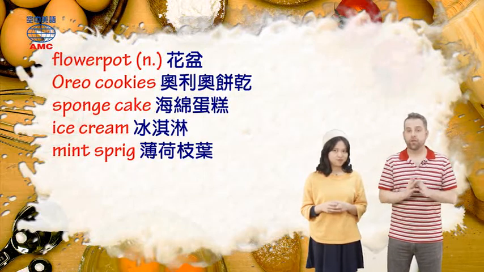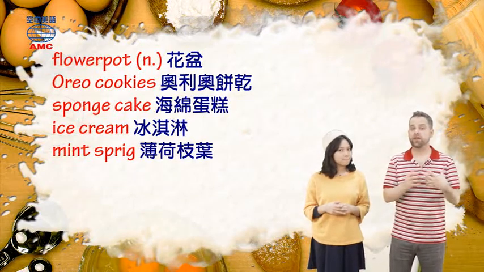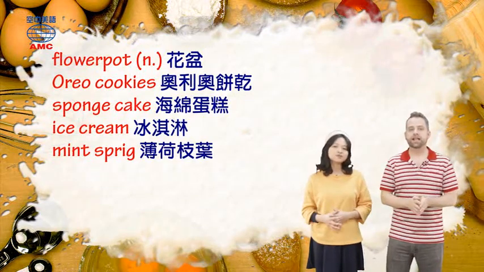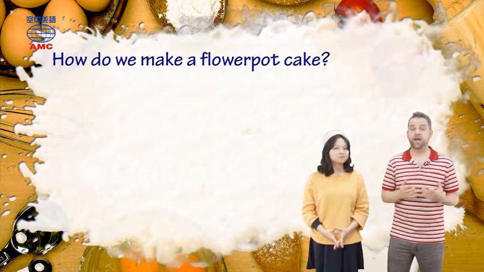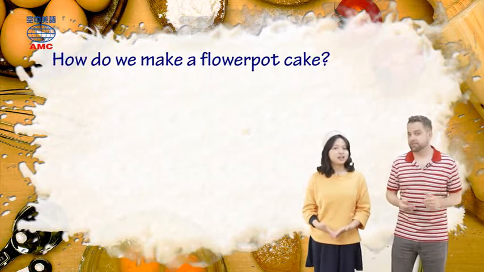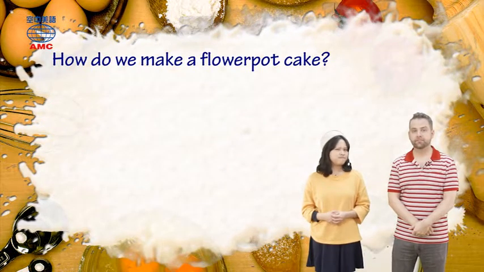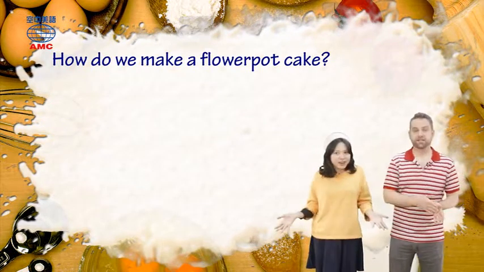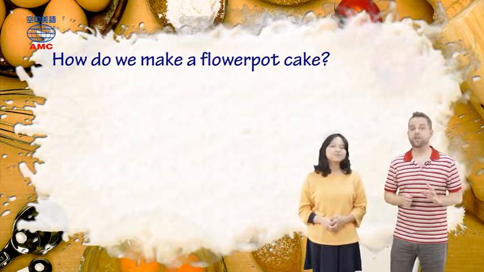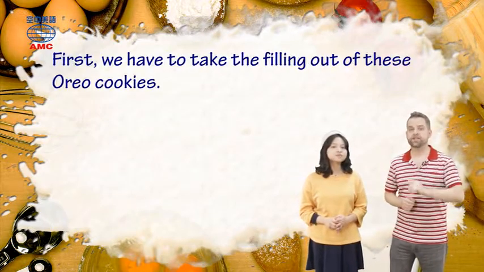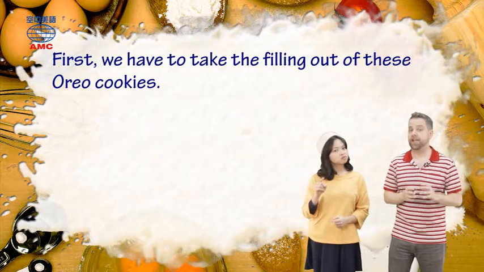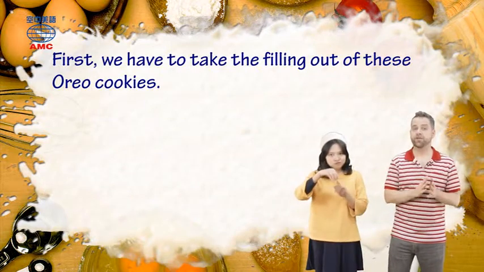flower pot cake. We start off with one of the people in the conversation, Andrew, and he asks, how do we make a flower pot cake? 所以 Andrew 他就问说，花盆蛋糕要怎么做呢？It must be fun. Yeah, I can't wait. It's going to be good. So his friend Melissa says, first, we have to take the filling out of these Oreo cookies.